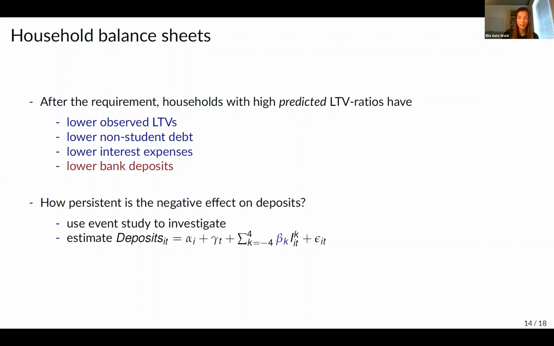So in order to understand how important this negative impact on liquidity is, we want to know how persistent it is. And to get at the persistence, we use an event study setup. So we estimate this equation here, having bank deposits on our left-hand side, individual and time fixed effects. And then we have these dummy variables I_k, which capture the years leading up to and the years following a house purchase. We estimate this equation for individuals that have high predicted LTV ratios, and we do this separately prior to and following the regulation.